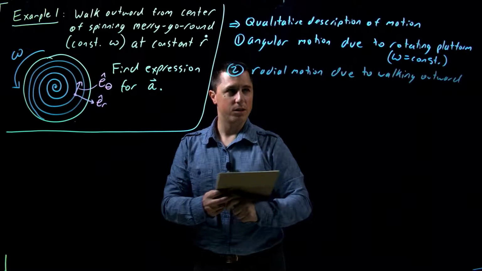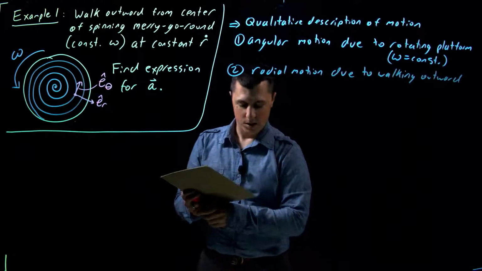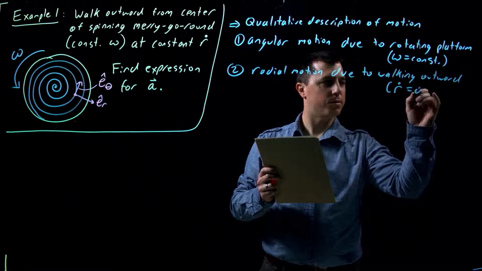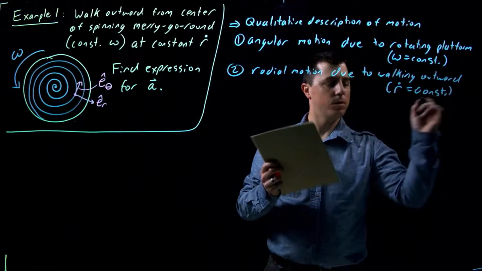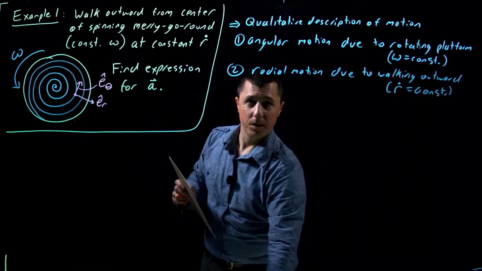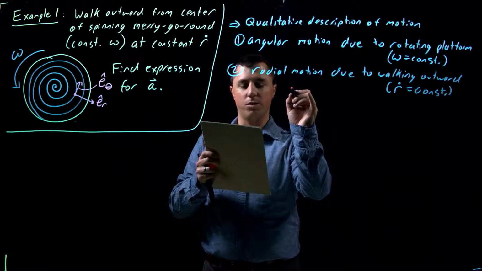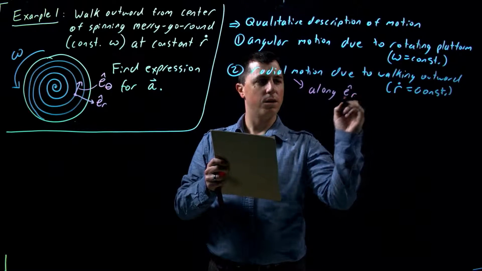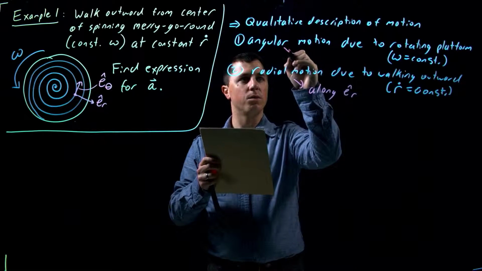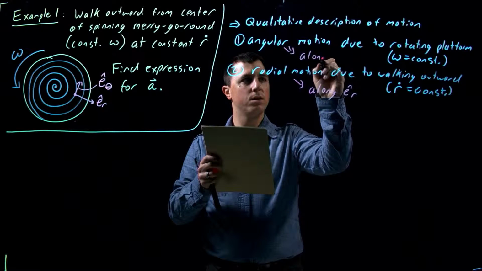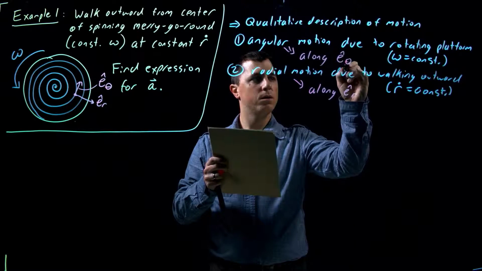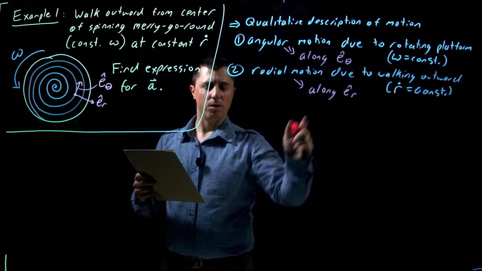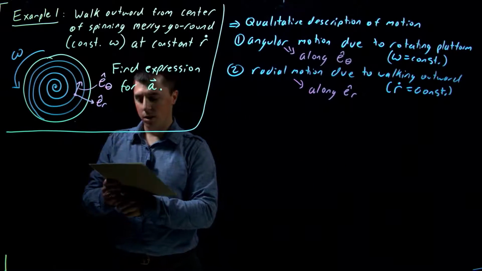Breaking this down into these two phenomena helps see the concepts involved here. So the r dot is constant. And these are actually completely perpendicular motions, because this radial motion, this outward walking, is along the radial coordinate, and this angular motion is along the angular coordinate. So along the unit vector for change in angle and along the unit vector for change in radius.